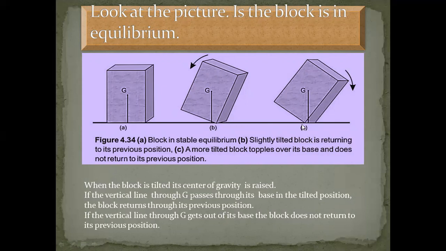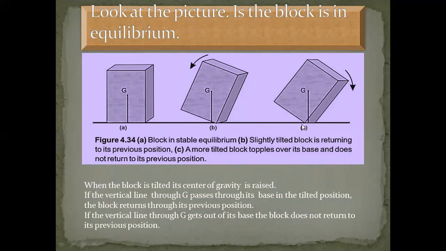When the log is in a stable position, it is not disturbed, so this log is in stable equilibrium. When the log is disturbed, you have seen that the line joining the center of gravity passes through its base. So the block will come back to its previous position. So this is again stable equilibrium.